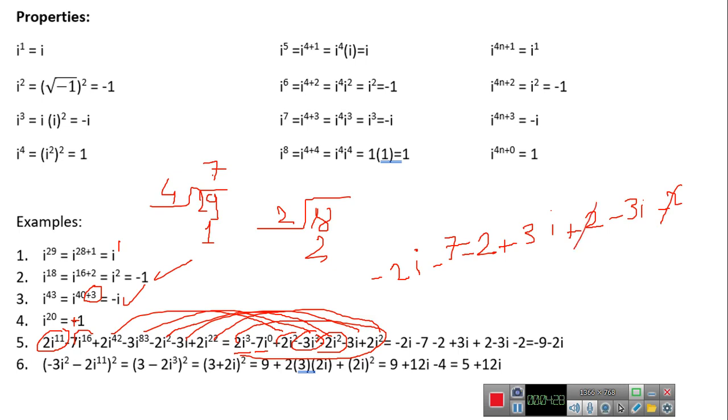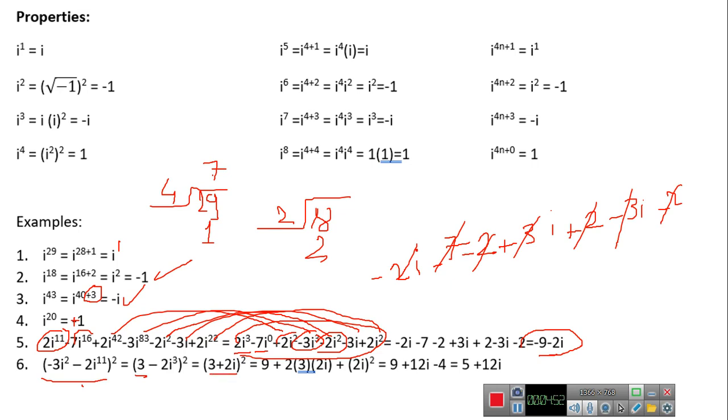So what do we have as the real part? Minus 7 minus 2 is minus 9. Minus 2i and plus 3i minus 3i, you have minus 9 minus 2i. Here, if you want to do this simplification, i square is minus 1, so it's a 3. I power 11 is i cube, which is minus i if you divide by 4, so it will be plus 2i.